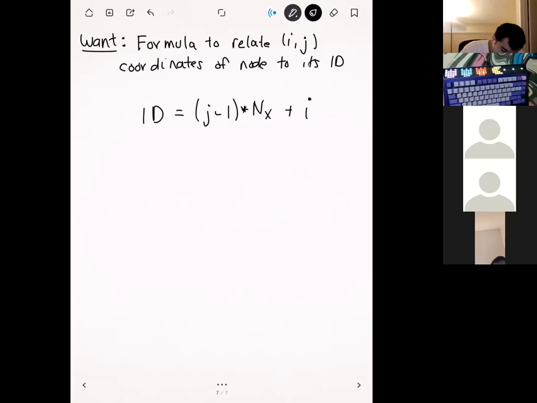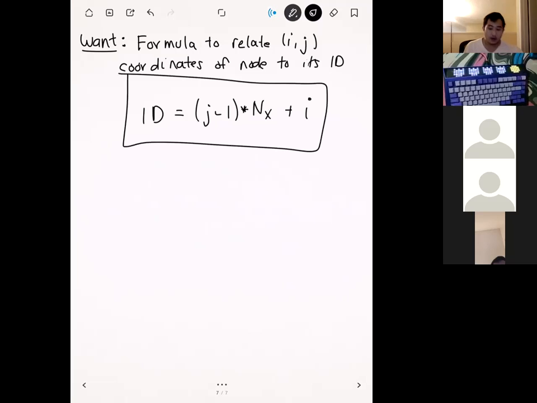Okay. And so the way to use this formula is that you're going to plug in I and j for a specific node, and then you're going to get their ID number from that. Okay. And the reason this formula takes this form is because of how we number the nodes. So remember, the way we number the nodes is we started ordering them horizontally first, and then we went up when we needed to add another row. Okay. And so this is basically the formula that describes that.